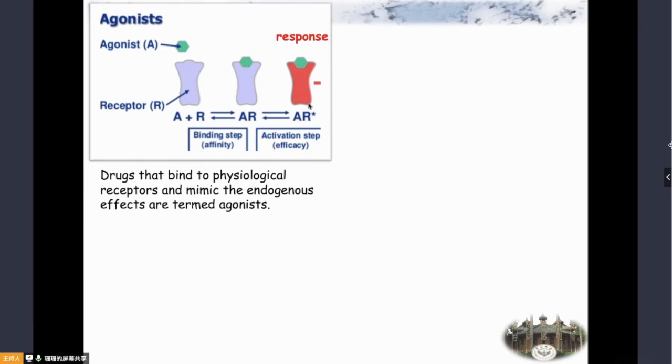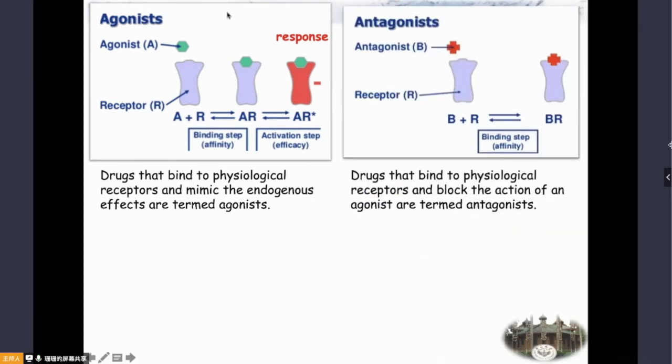Now antagonists. Antagonists have the ability to bind the receptor. That means they have the affinity to bind the receptor. But after binding, an antagonist has no activity to activate the receptor, or has the ability to block the action of an agonist. So this kind of drug we call antagonists.